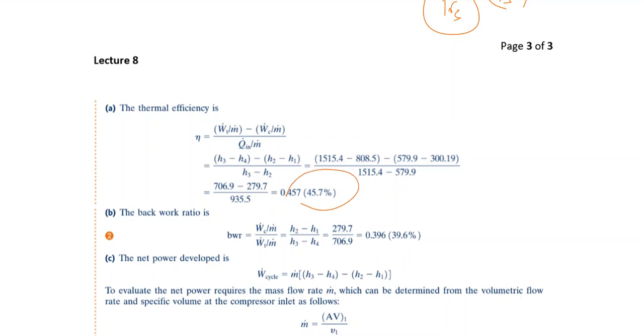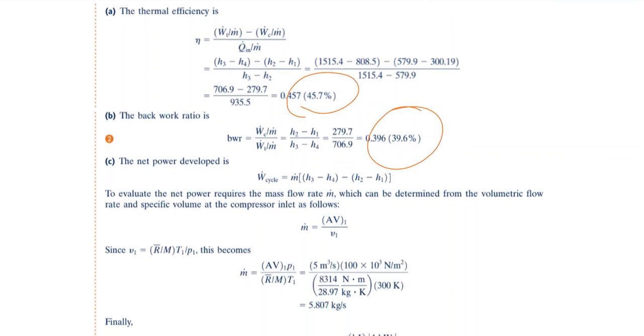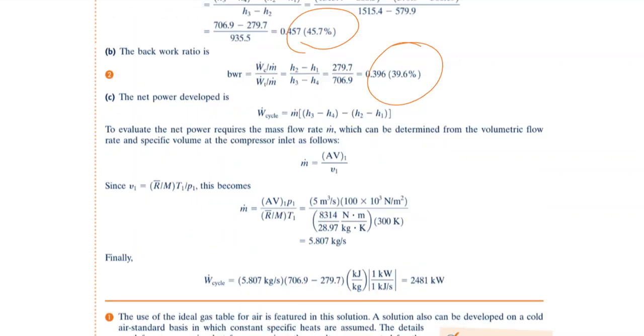Putting the value, and you will get the thermal efficiency as 45.7. The back work ratio is the compressor work divided by the turbine work. So the compressor work is from 1 to 2, and the turbine is from 3 to 4. Just putting the value, and the back work ratio is 39.6. The net power developed, we have already been given, would be equal to the turbine work minus the compressor work.